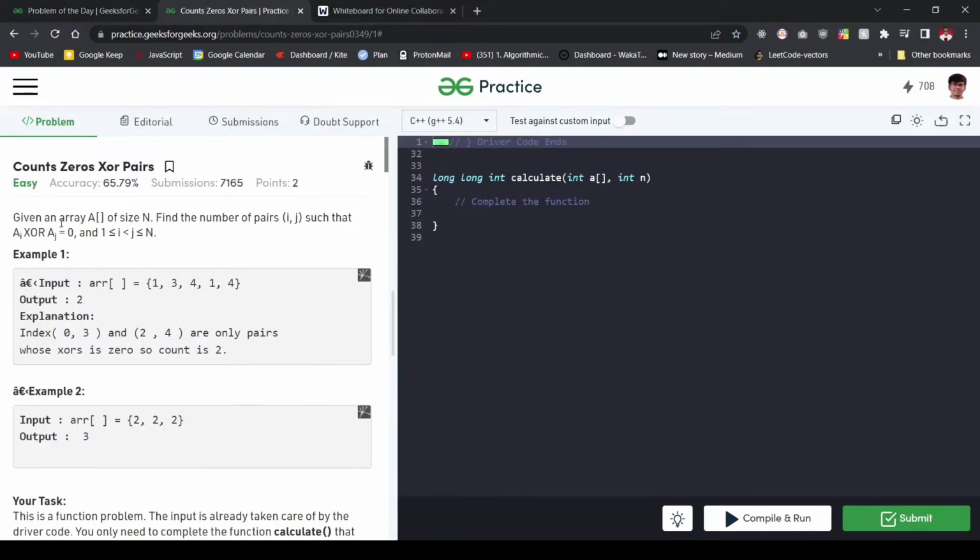In this problem you are given an array of size n and your task is to find pairs i, j such that a of i XOR a of j equals 0. So for the given example with the elements 1, 3, 4, 1, 4, the number of such pairs is 2. And what are those pairs? Those pairs are the number 1 and 1 and 4 and 4. So these two pairs form the result.